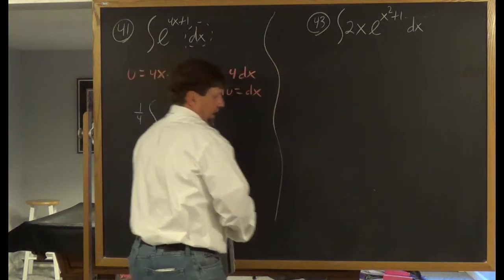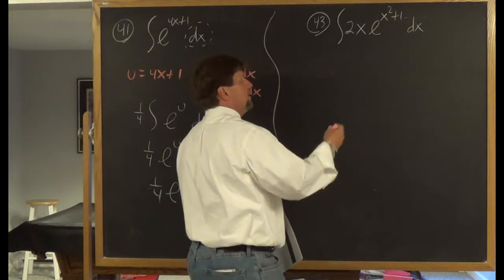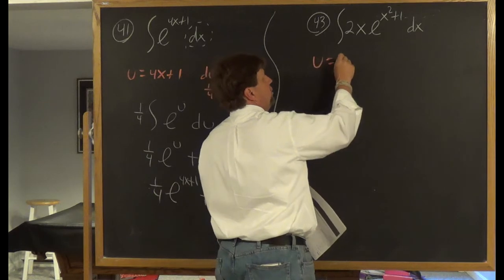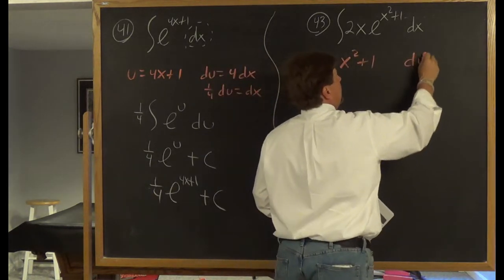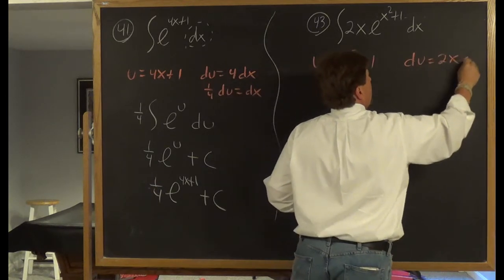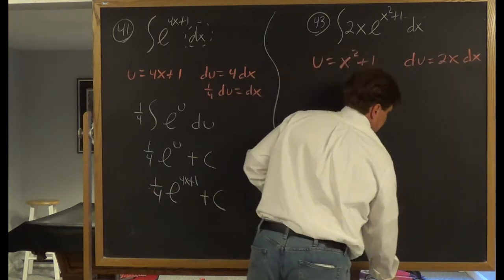For number 43, I hope you said, you know what? I'm going to let u equal that exponent, x squared plus 1. Then du is 2x dx. Got the dx on the board.